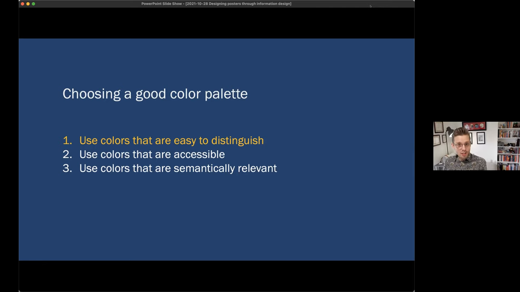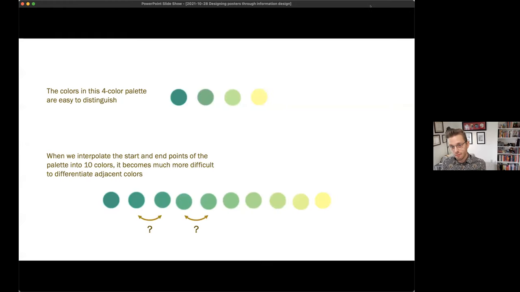In many situations, the color palettes that our computer software offers are not great color palettes. They're based on very general use cases. And so just asking the simple question of, can I differentiate these colors, can go a long way in improving the quality of your design.